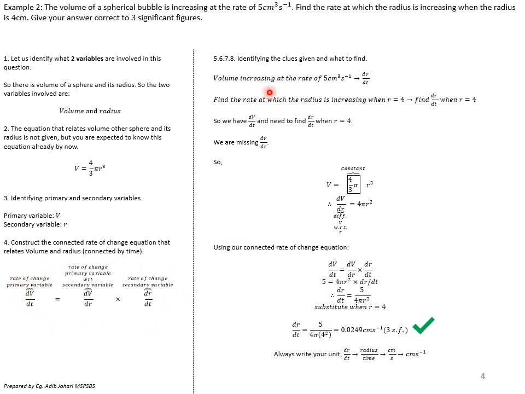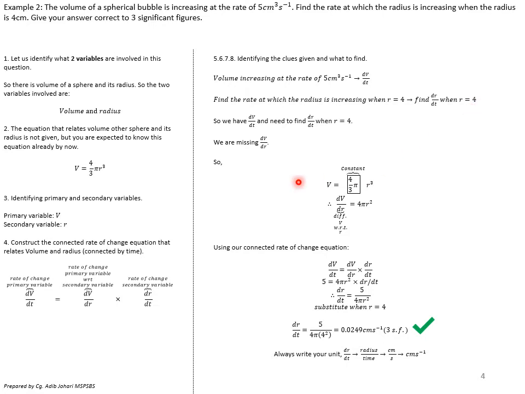Alright, and then we need to identify which is which. So let's read the question again. The volume of the spherical bubble is increasing at the rate, which means dv over dt. So dv over dt is 5 centimeter cube per second. So we have that. The question asks you to find the rate at which the radius is increasing. Rate only, which means dr over dt. So you need to find dr over dt when r equals 4.